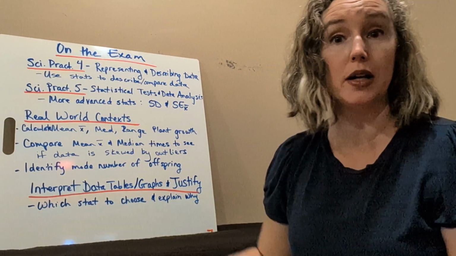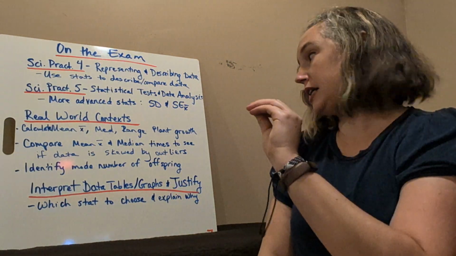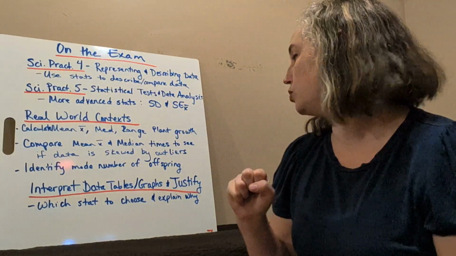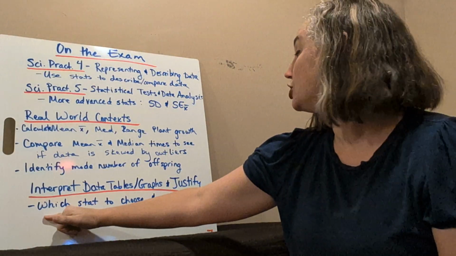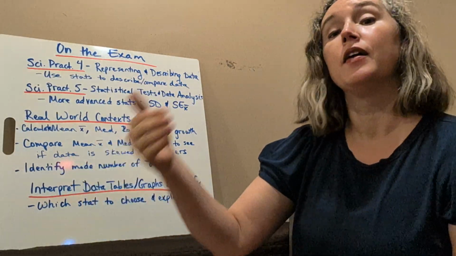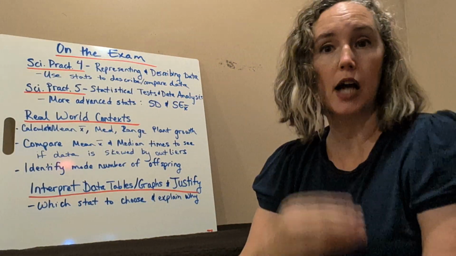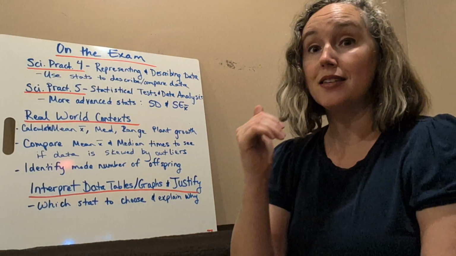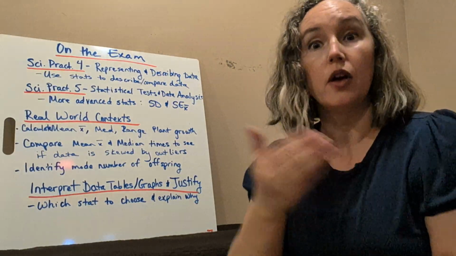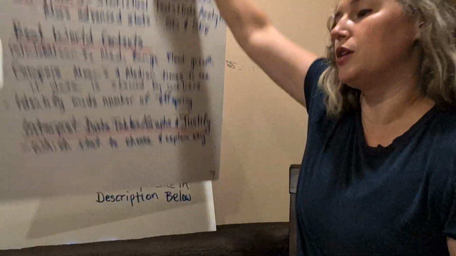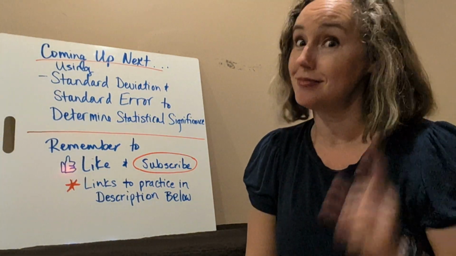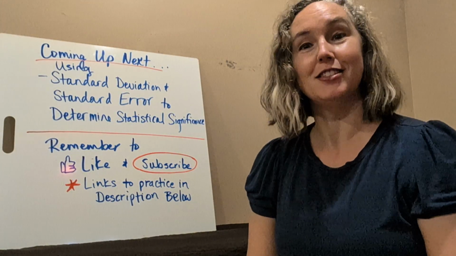You're absolutely going to see this setup in data tables and in graphs, and you're going to have to interpret those as well. And then you're going to have to justify which statistic you're using to describe your data and why you chose that. I chose mean over median because my data was very consistent and I didn't really have any outliers, things like that. So that about wraps it up for mean, median, mode, and range, and how you're going to see those on the AP Biology exam.